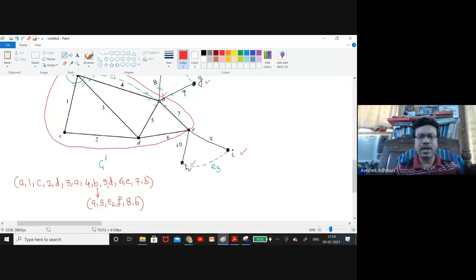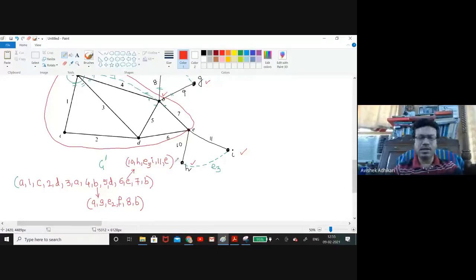Now when I am in C, 6, and so this is E. So I am in E. When I come back to E, I will just explore this path. So from E, I will use 10 to go to H. Then I will use E3 to go to I. And then from I will use 11 to go back to E. Okay. So now the whole path looks like this.